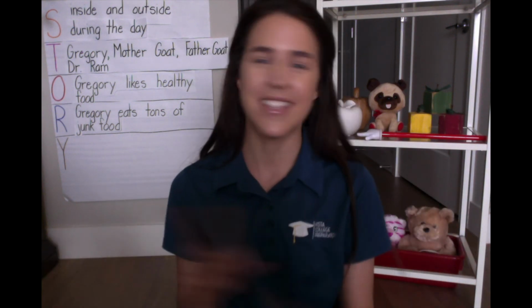Yeah, Gregory likes healthy food. He wants that healthy food, but he can't have it. His parents keep giving him junk. Good. And an attempt is, get ready, go. An attempt is when you try something, but it doesn't work. Good job. And what was the thing that Gregory tried today, but it didn't work? How did he try to solve his problem?